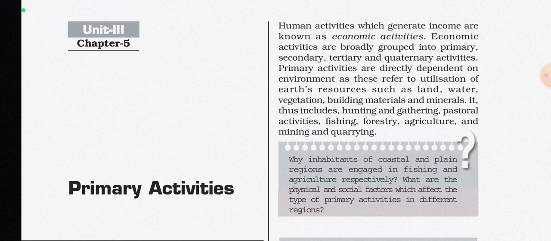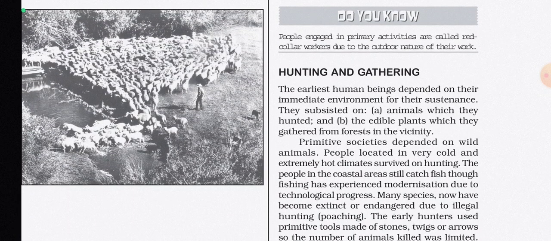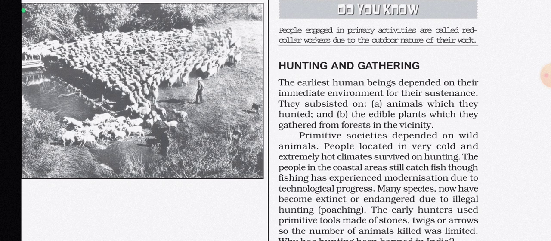Primary activities are directly dependent on environment, as these refer to utilization of Earth's resources such as land, water, vegetation, building materials, and minerals. It thus includes hunting and gathering, pastoral activities, fishing, forestry, agriculture, and mining and quarrying. Do you know people engaged in primary activities are called red collar workers due to the outdoor nature of their work?